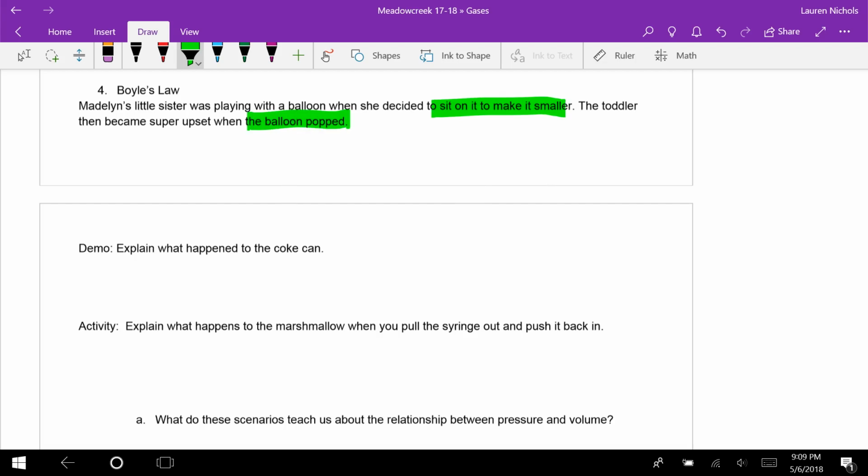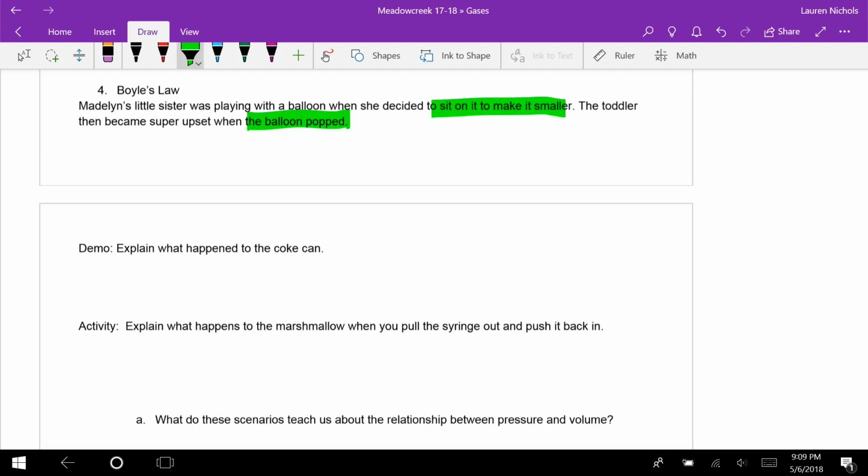Okay, now the demo. Explain what happened to the Coke can. Again, pause the video, go watch the demo. It's really fun. And then resume the lesson when you're ready to go. Okay, so there's another activity about what happens to the marshmallow when you pull the syringe out and push it back in. So your teacher should be passing this out for you. Please do not get the marshmallows all stuck in the syringe. It's annoying to clean out.